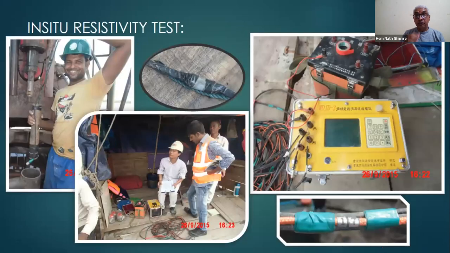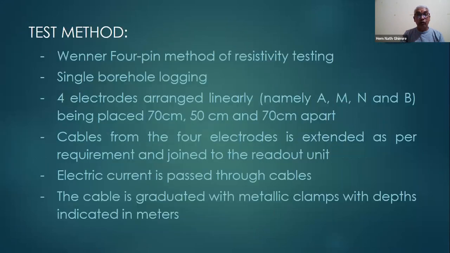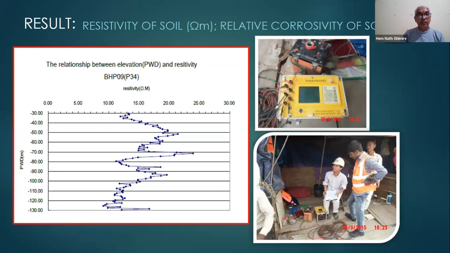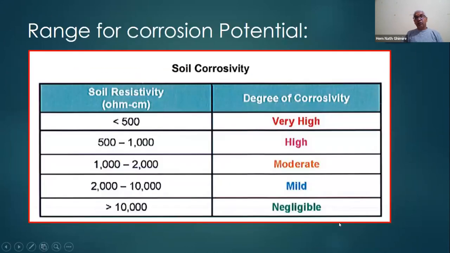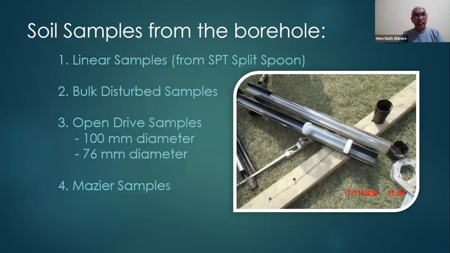And then an in situ resistivity test was also carried out. This one was mainly done with the Wenner four-pin method. This resistivity was for calculation of the degree of corrosivity, because we are using steel tubular piles. So the corrosion needs to be up to a certain limit only. Although the pile was obviously painted, still there is some provision for the corrosion. So we need to find the corrosivity of the material at the site. So that's why it was done. So this is the relationship between resistivity and corrosivity.